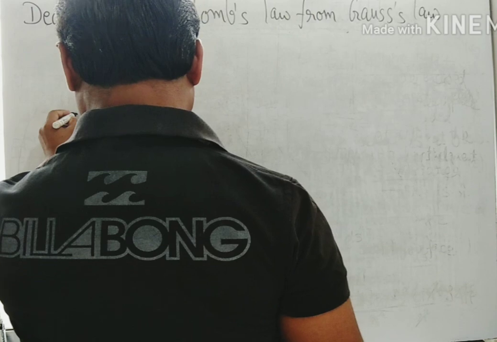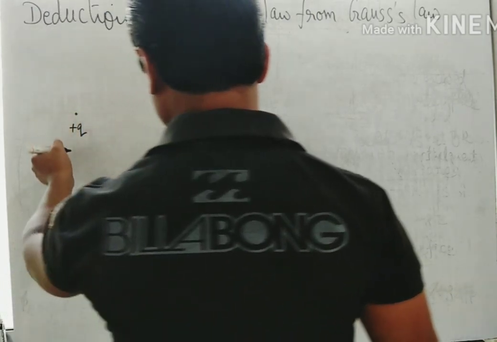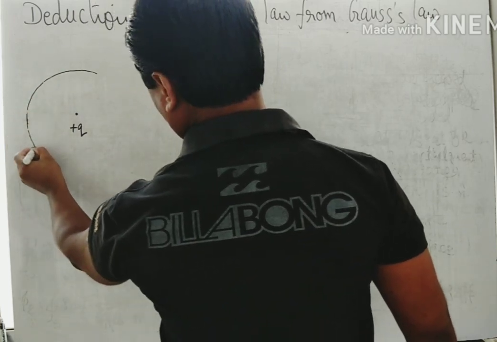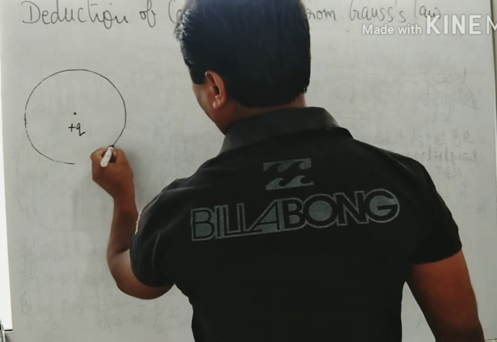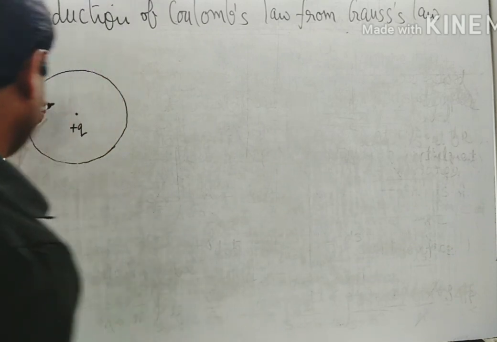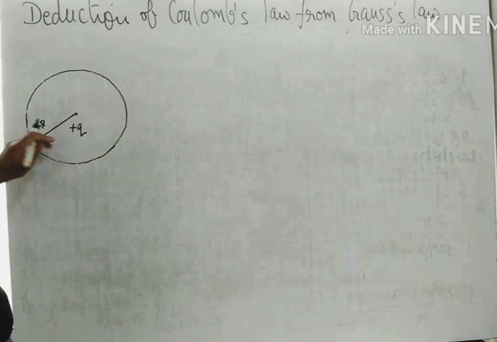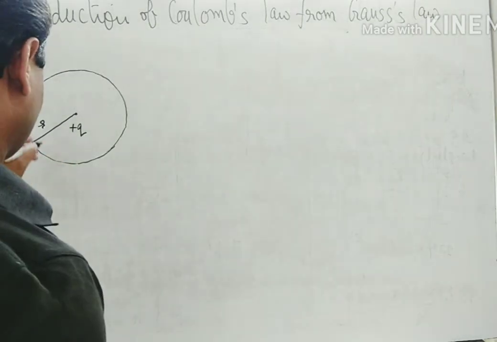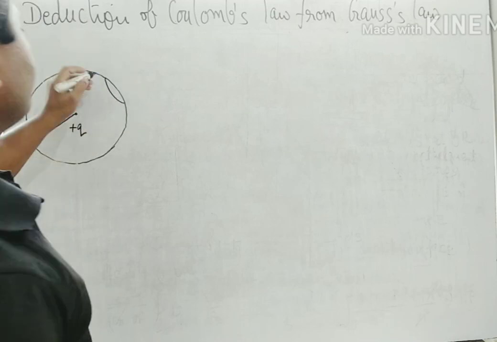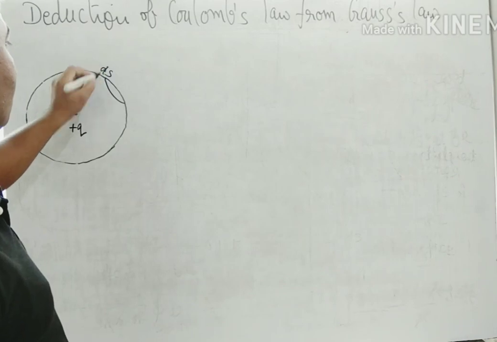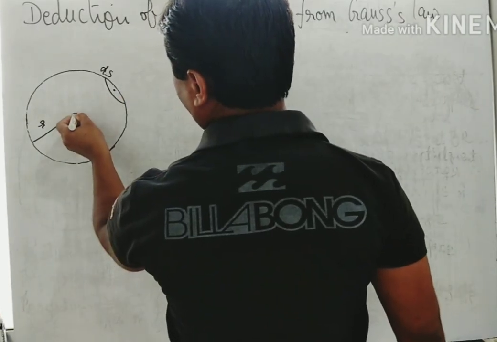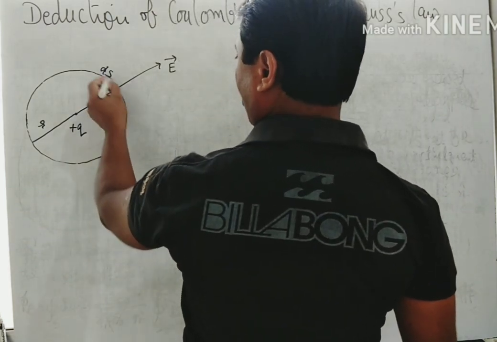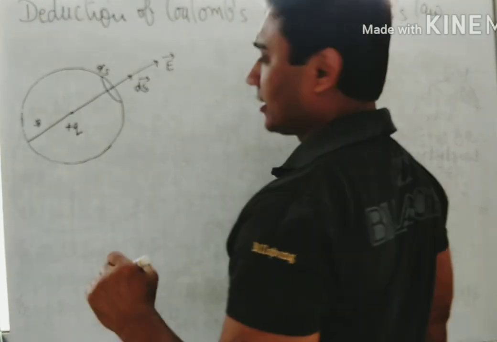Suppose the charge small plus q is situated here, and let we have a sphere of radius r enclosing this charge q at its center, and suppose this be the radius of this sphere, at whose center we have the presence of plus q charge. Now suppose we consider a small surface element of this sphere as ds. Now the electric field intensity at a point on this surface will be directed radially outward along this E, and the area vector of this small surface element would also be along this ds vector.